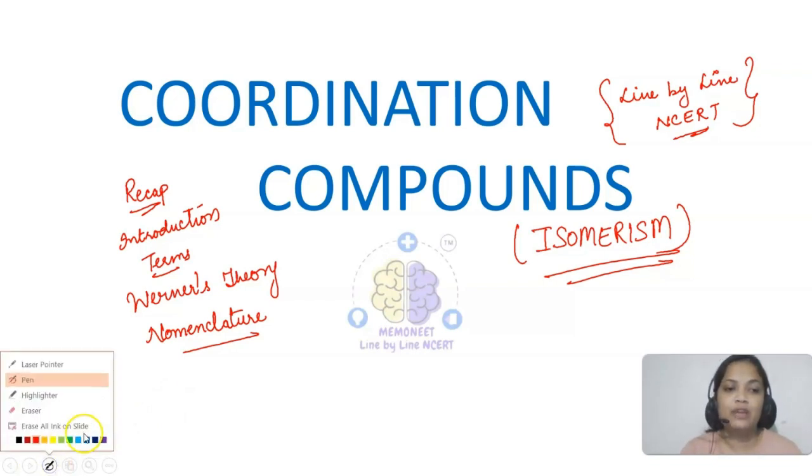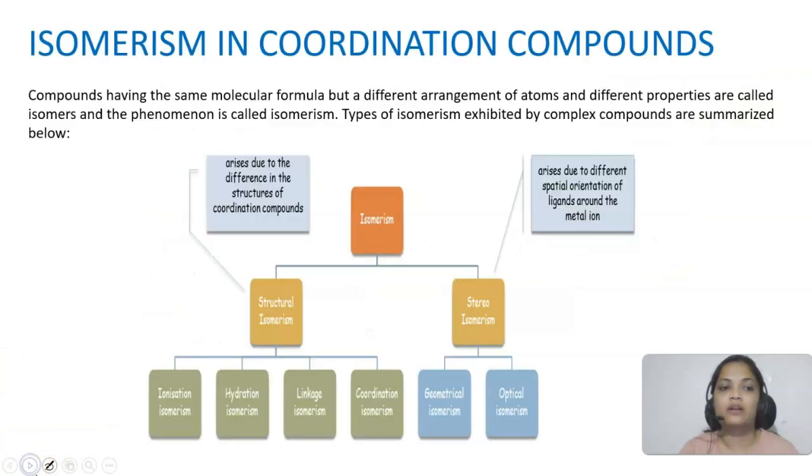Make sure you have a notebook and pen with you to understand this topic. If I am talking about isomerism in coordination compounds, we have studied isomerism many times. What do we mean by isomers? We know that compounds that have the same molecular formula but a different arrangement of atoms and different properties are called isomers. The molecular formula will be the same but the arrangement of atoms or the properties would be different, so we call them isomers, and this phenomenon is known as isomerism. So yes, in coordination compounds also isomerism is seen.